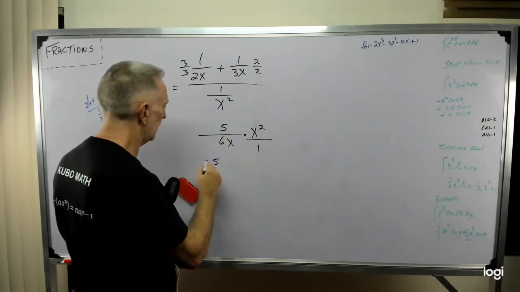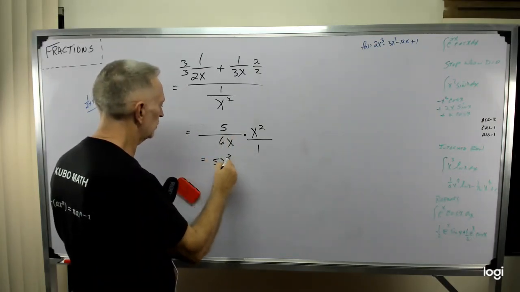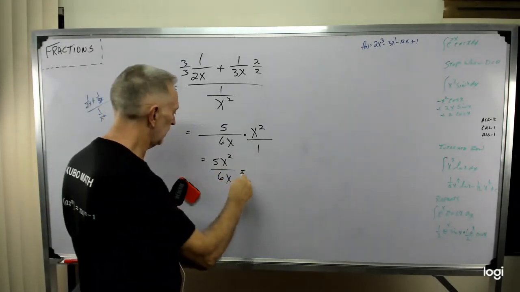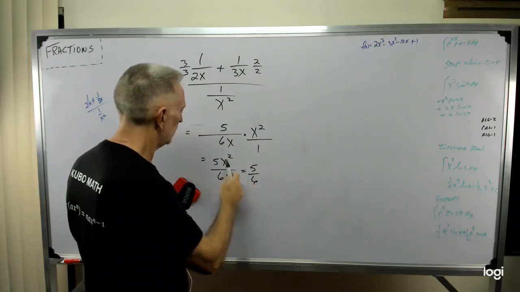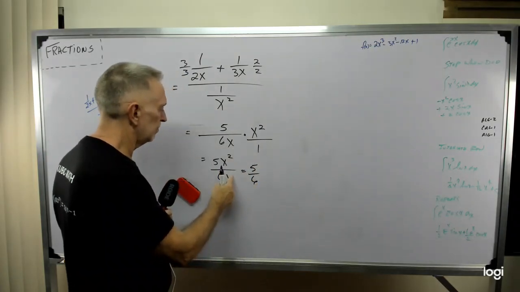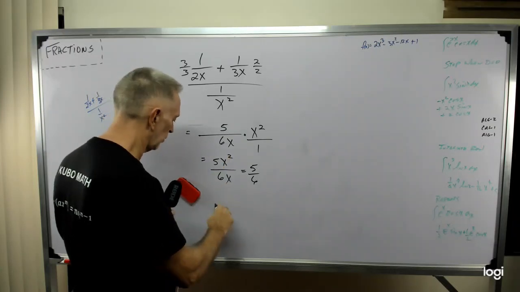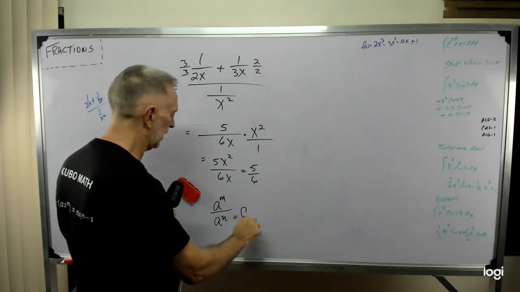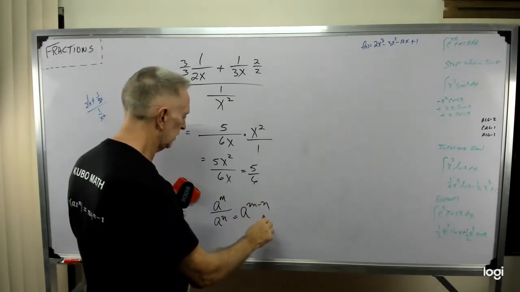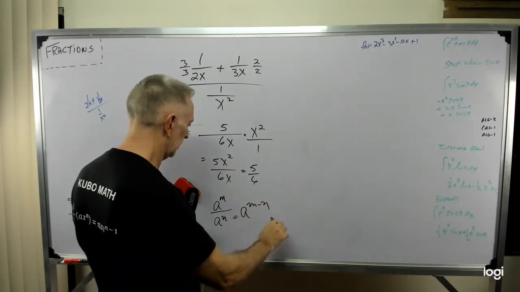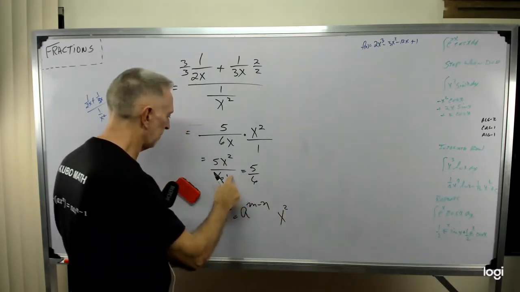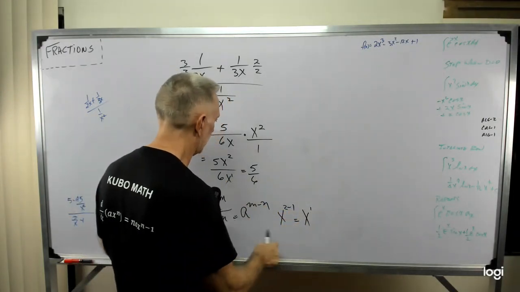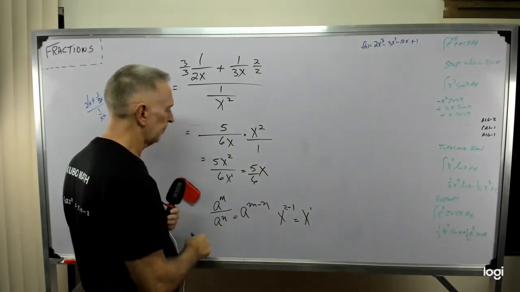So I end up with 5x to the second power divided by 6x. Okay, so we know that's 5 over 6, x to the second power minus 1. You know the rule, a to the m divided by a to the n equals a to the m minus n. So I have x to the second power minus x to the first power. And that equals x to the first power, which is just x.